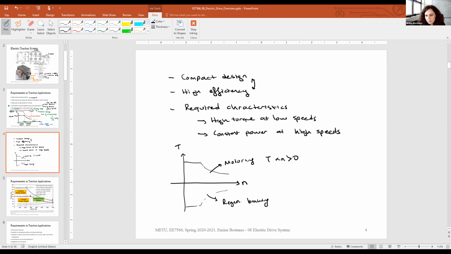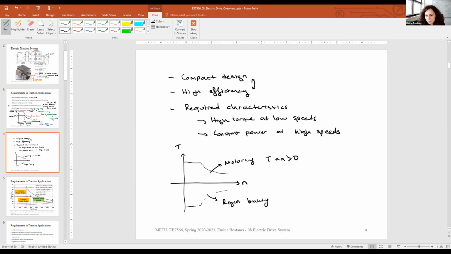They were looking at a system with a maximum speed of 7,000 and maximum torque around 160 Newton meters. In this paper, they try to make sure that they can get a high extended constant power range by using two motors in the front axle and the rear axle. But we just want to check the characteristics.